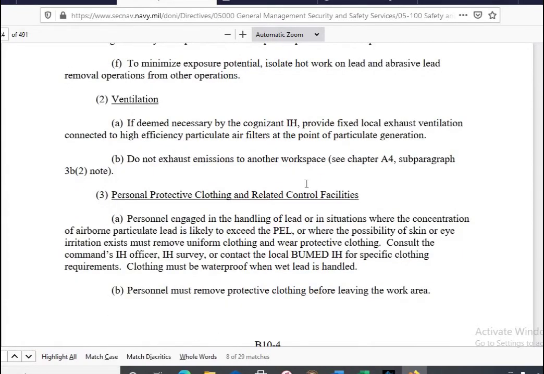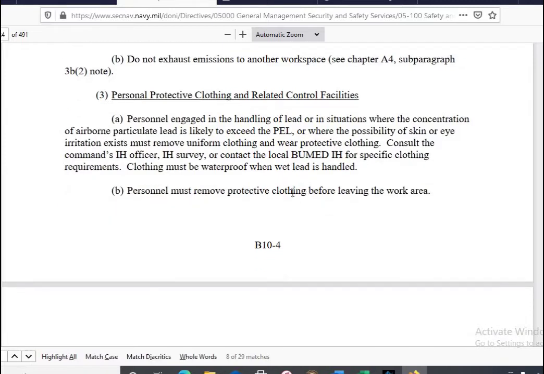Ventilation, so make sure you have air. PPE, make sure people have it.